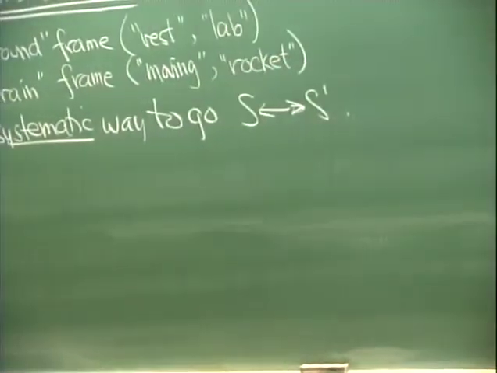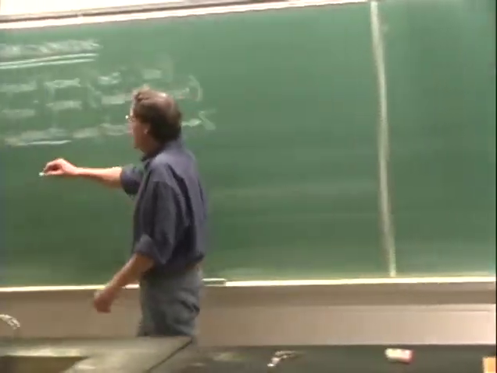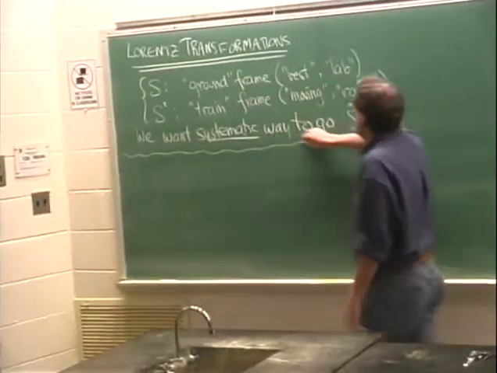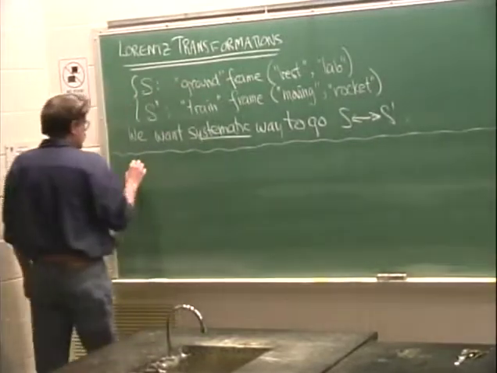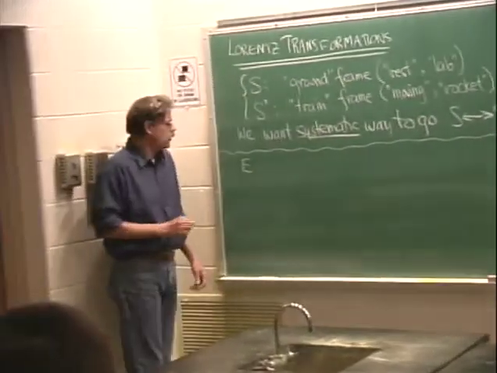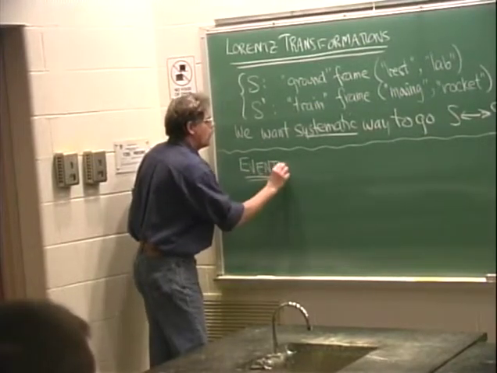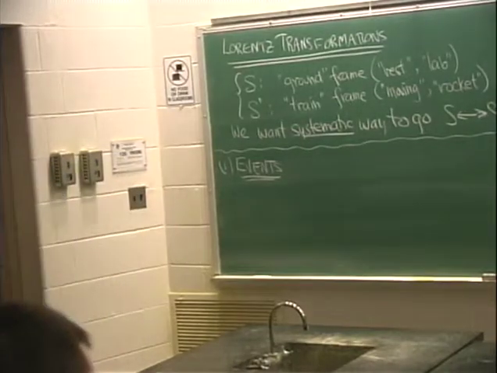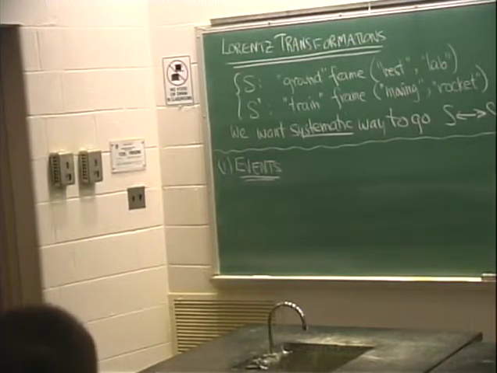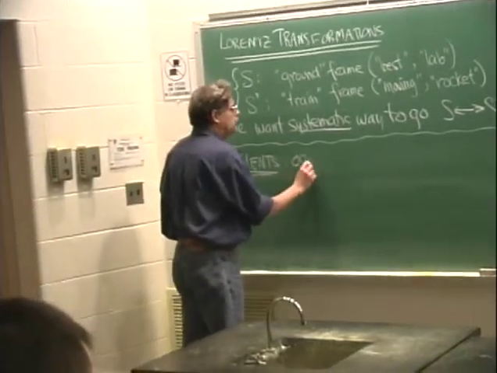If a certain physical process is described a certain way in S, how is it going to be described in S prime? Not ad hoc for each particular case, but systematically for all cases. If you stop to think about it, every physical process consists of a sequence of events. The word event in relativity is a technical term. An event is something that occurs at a particular place at a particular time.